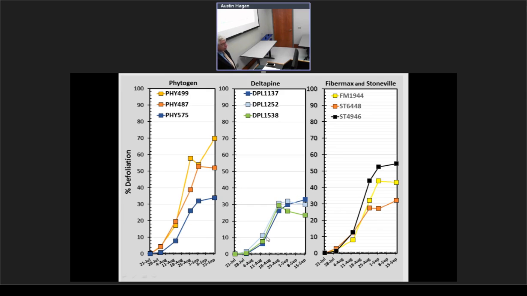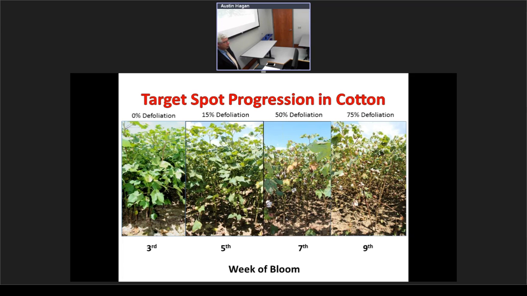So there is a differential rate of disease development depending on the variety in the field, and some varieties are very sensitive. Some of them actually seem to have very good tolerance to target spot. This will give you an idea of the progression of the disease.